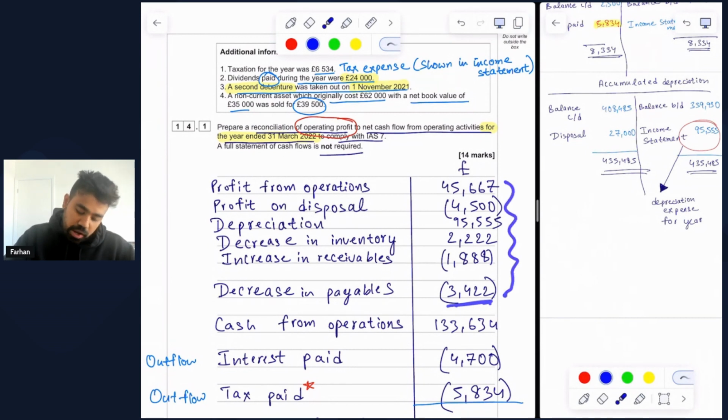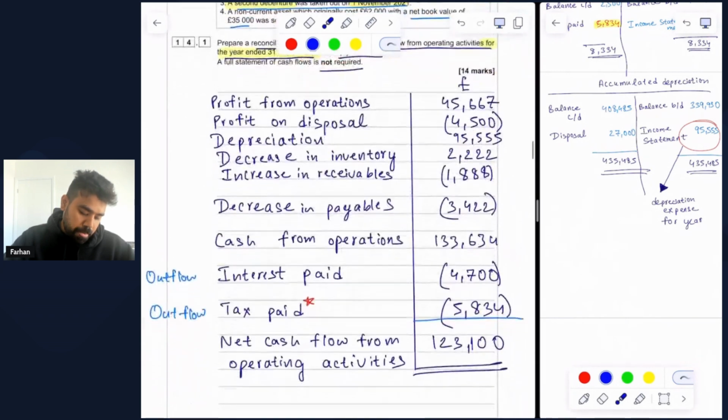All right, so once you have found all this, you just simply take care of all the calculations here, and you should arrive at the cash from operations of £133,634. Just to give you a quick recap, once you have derived the profit from operations, you subtract any non-cash income, then you add back any non-cash expense, then you take care of your current assets and current liabilities, and then you should arrive at cash from operations.